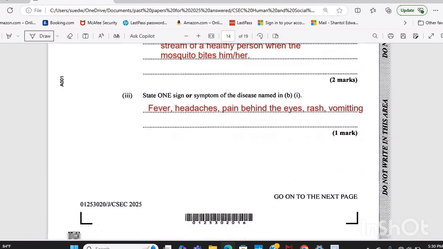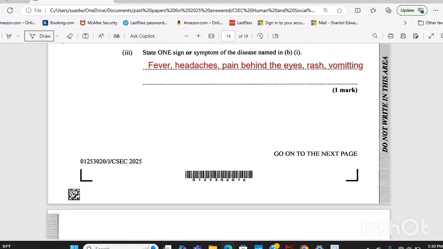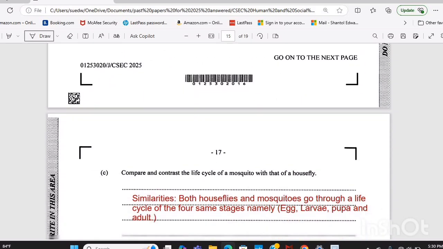All right. The next part says, state one sign or symptom of the disease named in the section above. And you know, when you have dengue, you get a fever, you may have headaches, pain behind the eyes, rash, and vomiting. And in some cases, we may have blood also coming up if it is a hemorrhagic fever. So there might be blood coming up from the vomit or right from the I think it's the nose. I can't remember completely. All right.